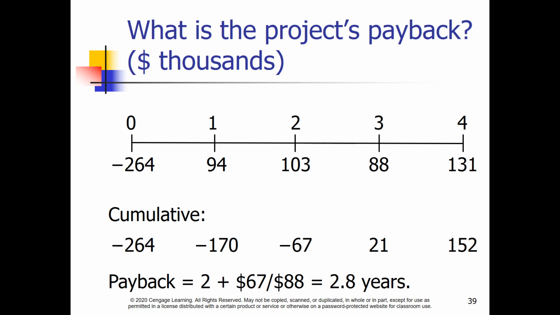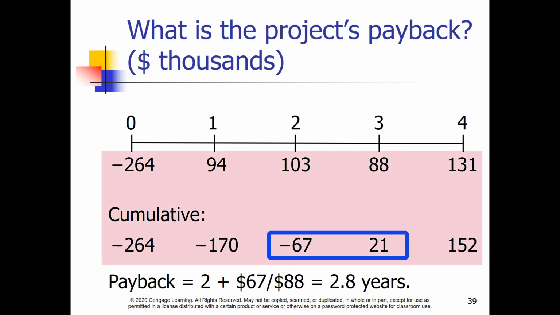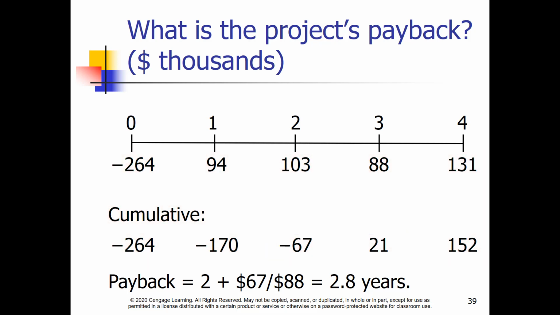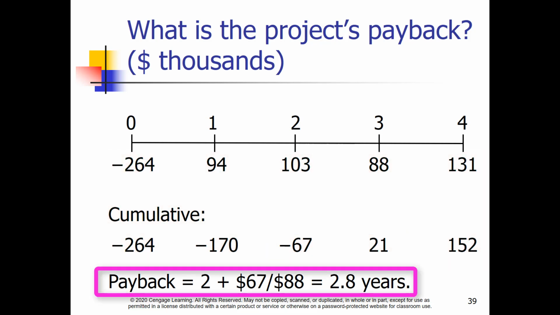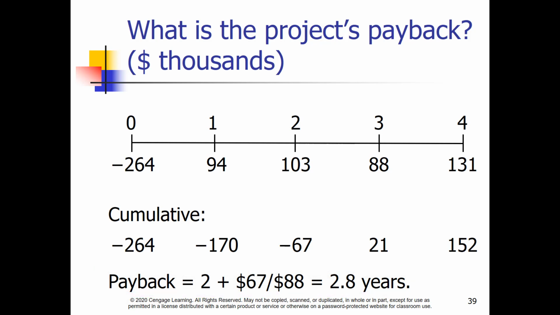Thinking back to Chapter 10 again, here are the calculations to find payback. Accumulate the cash flows and find where the sign of the accumulation changes from negative to positive, between years 2 and 3. So the payback is year 2 plus the absolute value of the last negative accumulation, minus 67, divided by the cash flow expected in year 3, 88, resulting in a payback of 2.8 years.